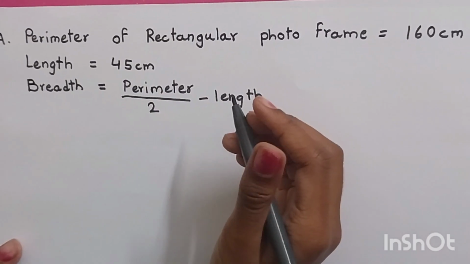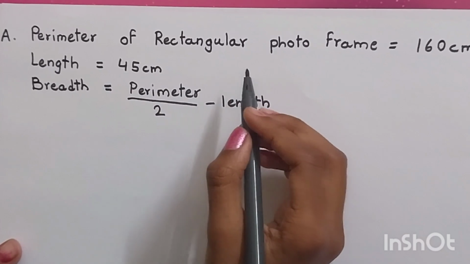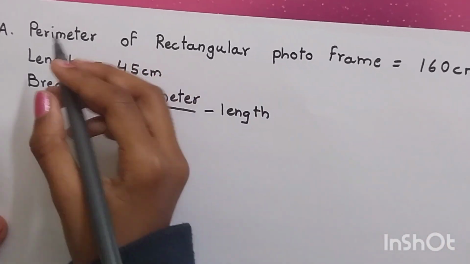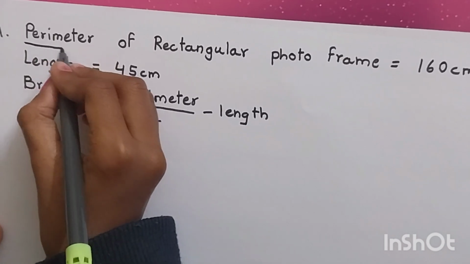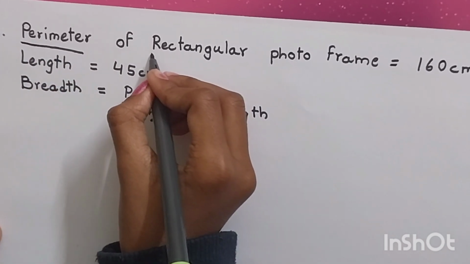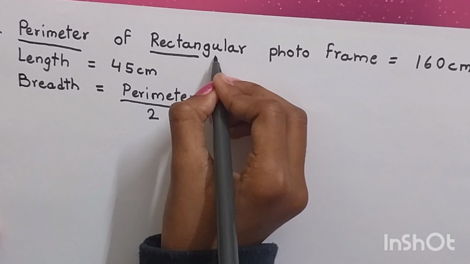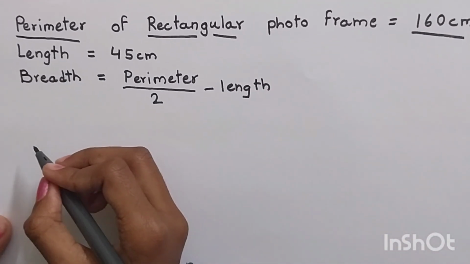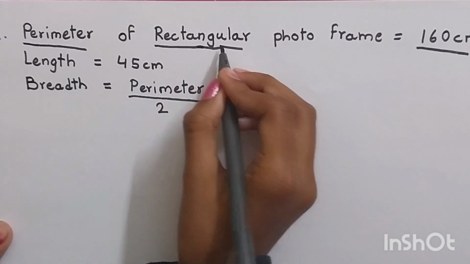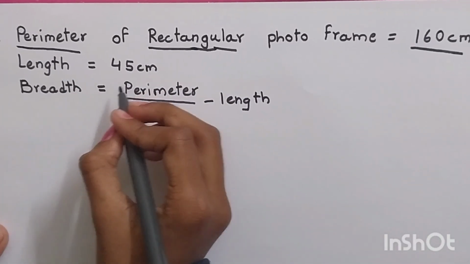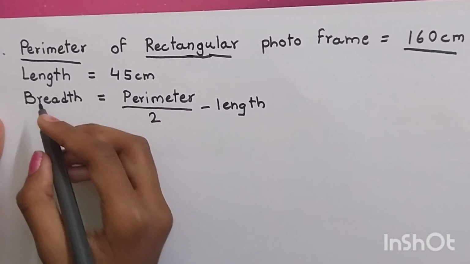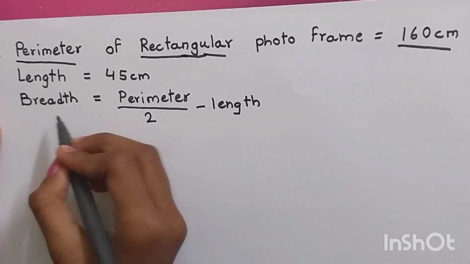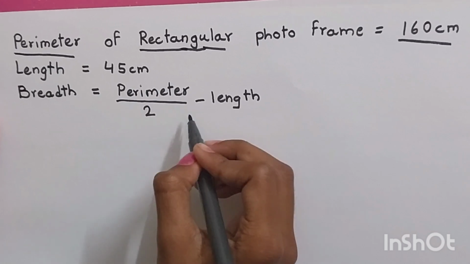Solution. Given that the perimeter of the rectangular photo frame equals 160 centimeters. Length is 45 centimeters. What are they asking? Breadth. And we know the formula: breadth equals perimeter by 2 minus length.